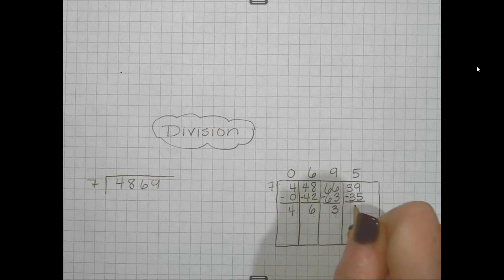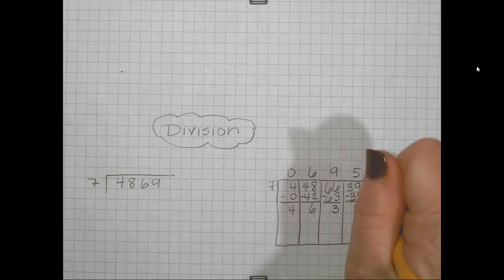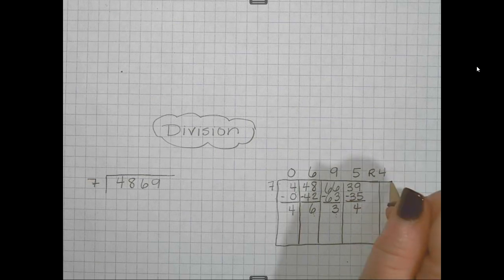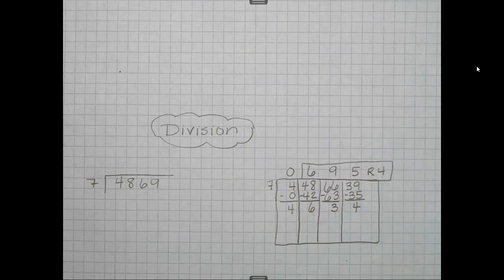And I can make 5 equal groups of 7 with 39, because 5 equal groups of 7 would be 35. Now, I have 4 that I can't make an equal group of 7 with because I don't have enough. So that is what we call the remainder. So my answer is 695 remainder 4. I just worked this with the standard algorithm.